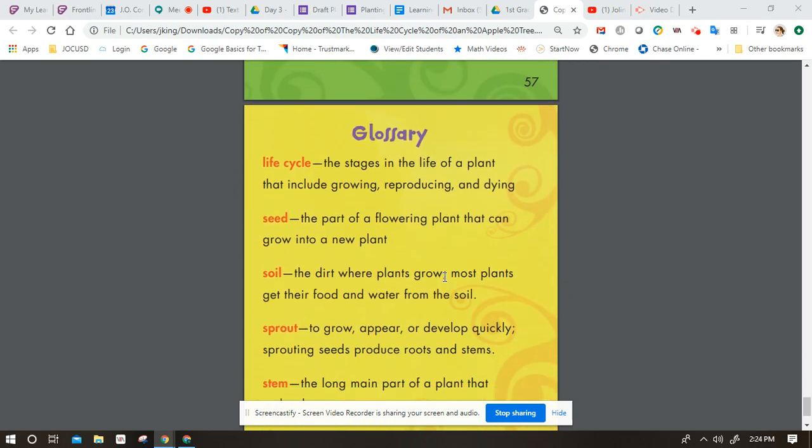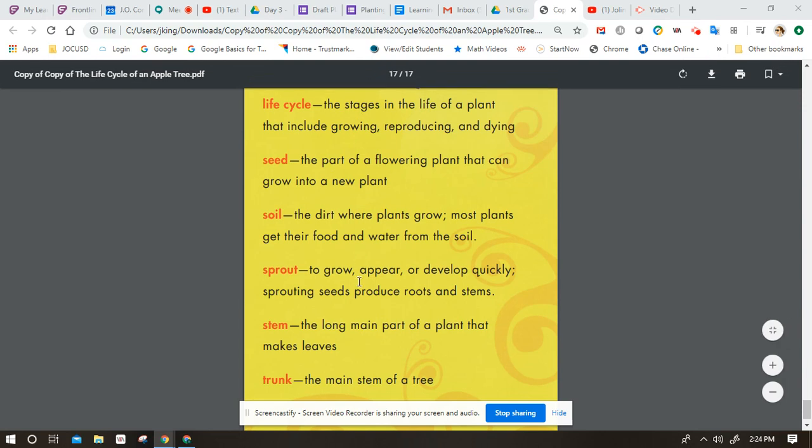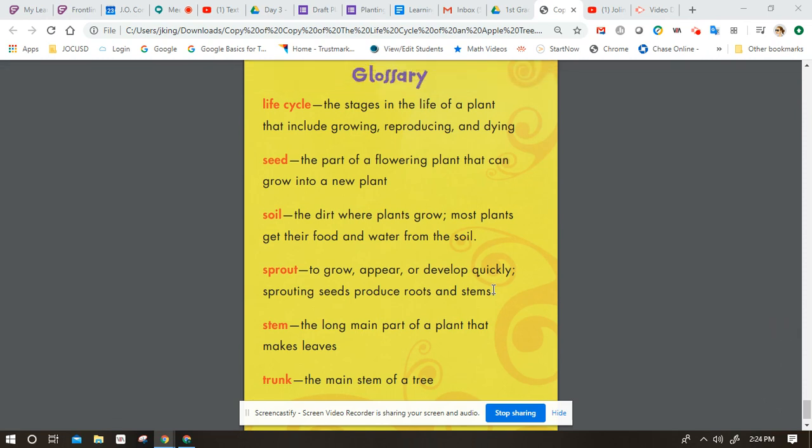Last but not least in our story is a glossary. A glossary is where the author can tell us about words that are located in the story that we may not understand or that may need more explanation. Look at all these words on this page. There's a lot of them. Pick one of those words, read the word, read the definition of the word, and then see if you can go back and find that word in the text. Ready? Go.